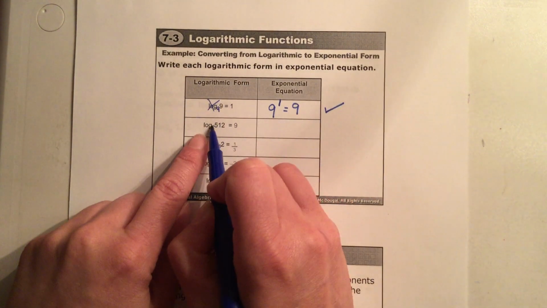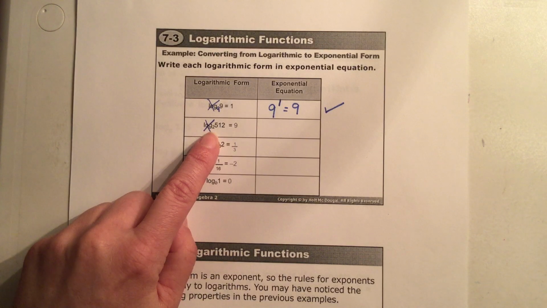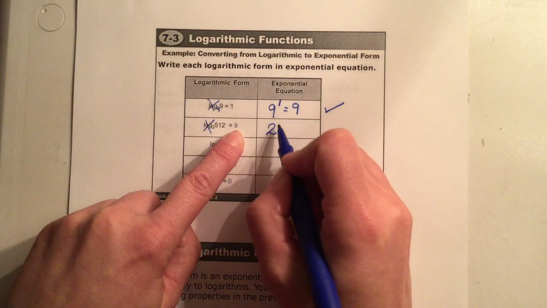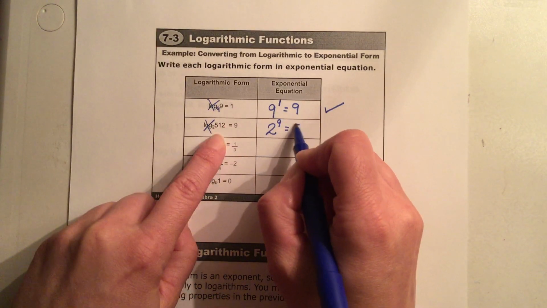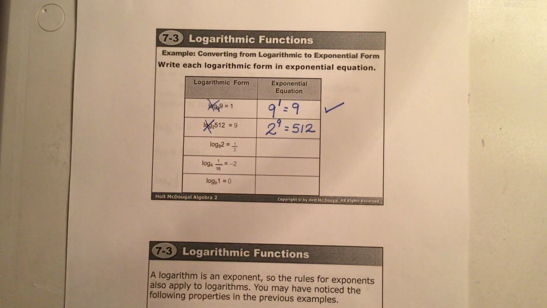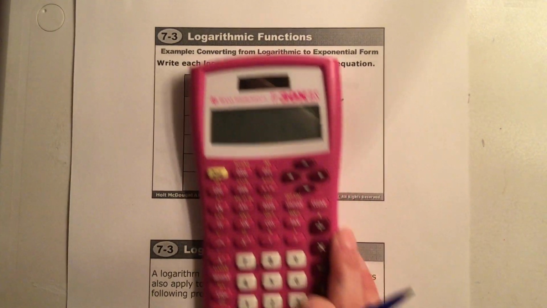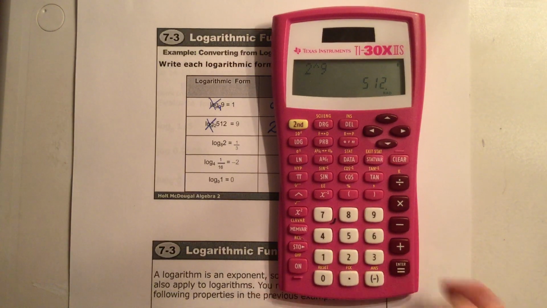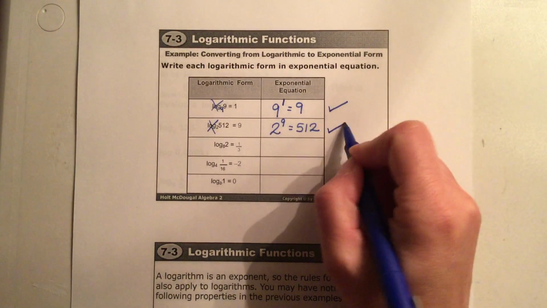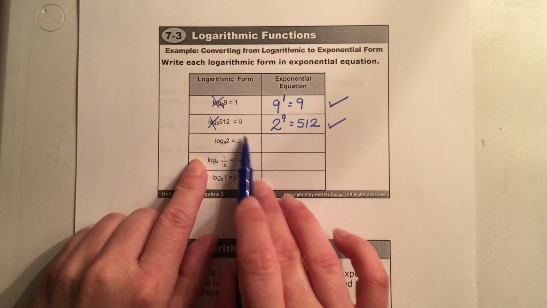Okay? If I'm going from logarithmic to exponential, I no longer want the letters log. The base of the log was a 2, so the base of the exponent was a 2. Whatever is equal to, that's your exponent, and it has to equal the large number that was with the log. So we can check it. 2 to the power of 9, yes, that is 512. So that checks.